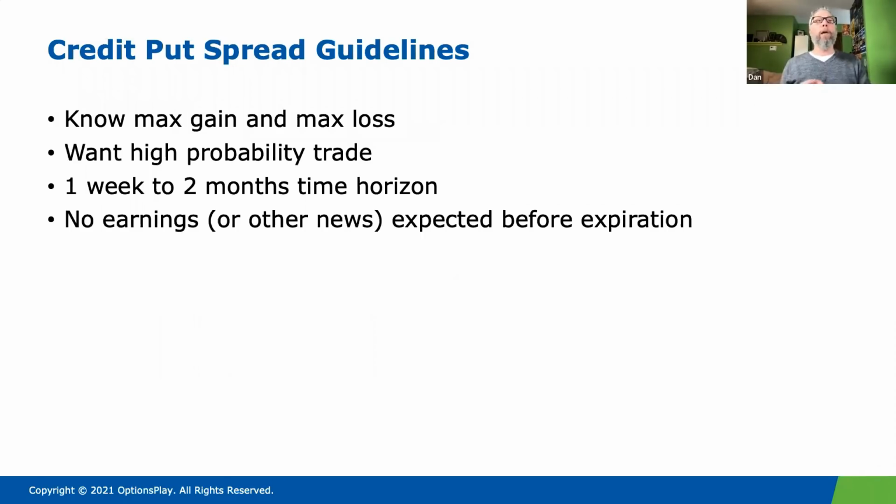So here we always want to know our max gain and our max loss. We want a high probability trade, which this will be if we set it up properly. We'll talk more about that in a minute too. We want 1 week to 2 months time horizon until expiration when we put the trade on. And we want no earnings or other news expected before the expiration of the options we're considering using.